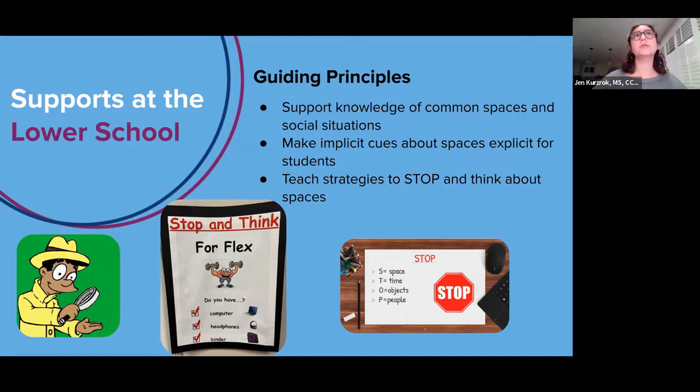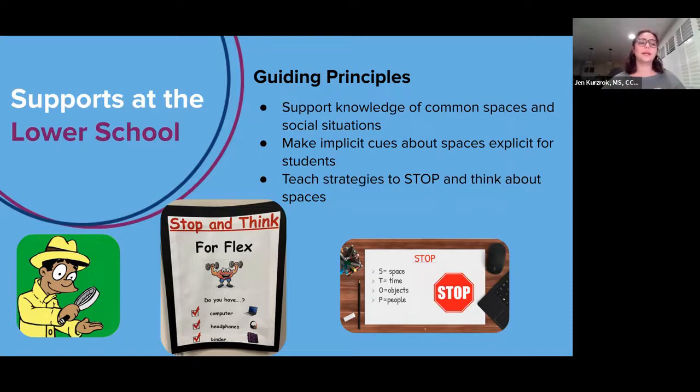And then for our older students, we use primarily STOP. STOP is an acronym. It stands for Space, Time, Objects, People. I know Gwendolyn will mention they talk about that a lot at the middle school as well as in the upper school. And it's questions that students can ask themselves. We often have students stop and use the STOP strategy as they're entering a new space or hitting a transition point, to get them in that set of what do I need to do?